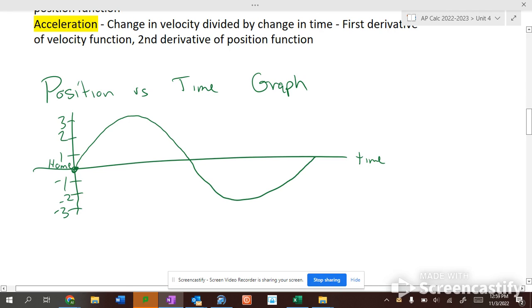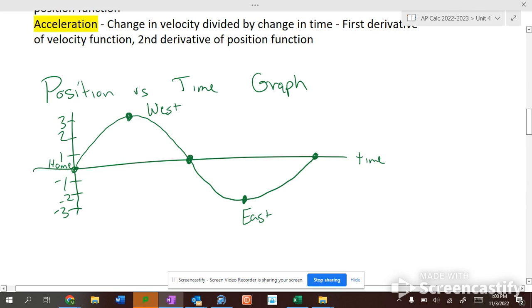This is you 3 miles from home. What would this be? You back at home again. Okay. So this would be like 3 miles. Let's just call it west. So where would this be? 3 miles east. And this would be back at home again.